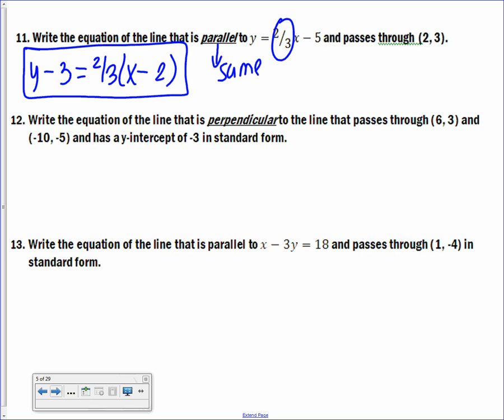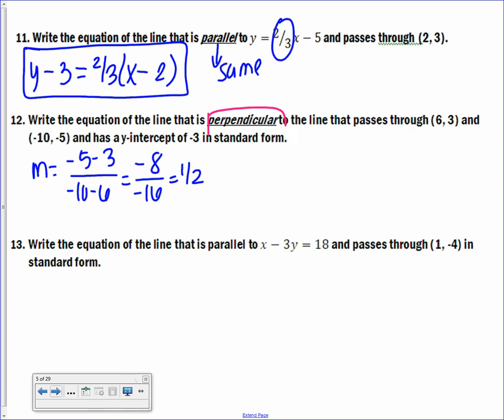Number 12, though, is going to say standard form, so we'll get practice there. So perpendicular to the line that passes through 6, 3, and -10, -5. So the first thing I need to do is find the slope between those 2 points. So -5 minus 3 over -10 minus 6. It's going to give me -8 over -16, which is going to give me 1/2. Now my line is perpendicular, which is opposite reciprocal, so my slope is going to be -2. Okay, it also tells me I have a y-intercept of -3, so that gives me a b of -3. So my line is y equals -2x minus 3.